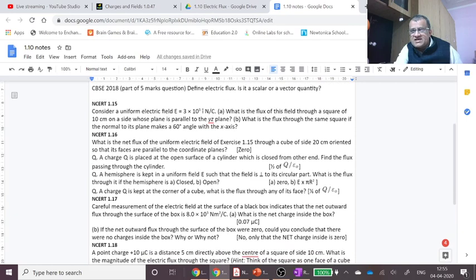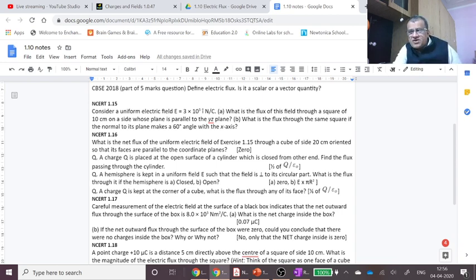consider a uniform electric field of this much, in the i direction, which means towards the x-axis. What is the flux of this field through a square? All these are given in the course which we are following on anytimeteacher.com. If you go to academic courses, 12th physics, you will get electrostatics. In electrostatics, this is 1.10 because this course is mapped to NCERT. So this is 1.10 of NCERT.